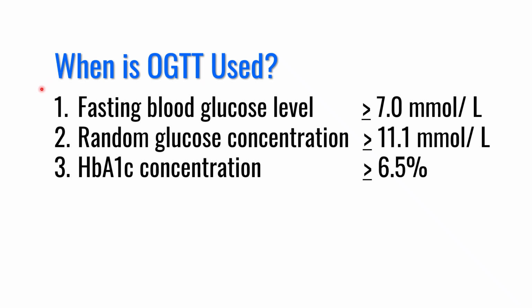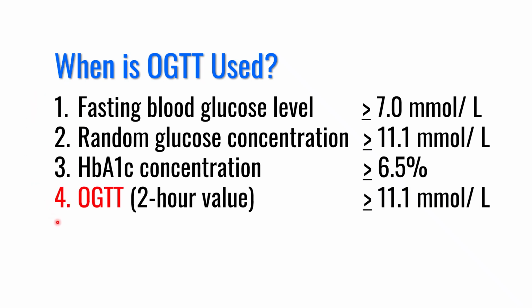However, in many cases, these three tests are inconclusive and borderline, although clinical symptoms of diabetes may be present. In such cases, OGTT is recommended to diagnose diabetes. A 2-hour value of OGTT equivalent to 11.1 or more millimole per liter is considered to be diagnostic of diabetes in such cases.